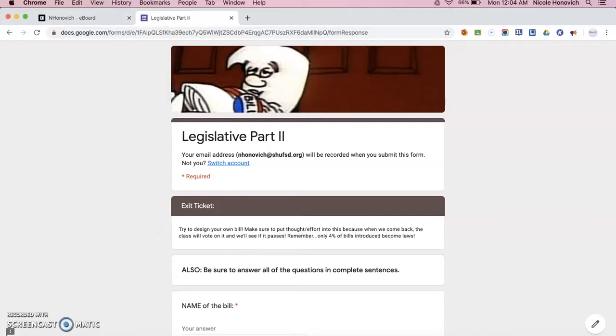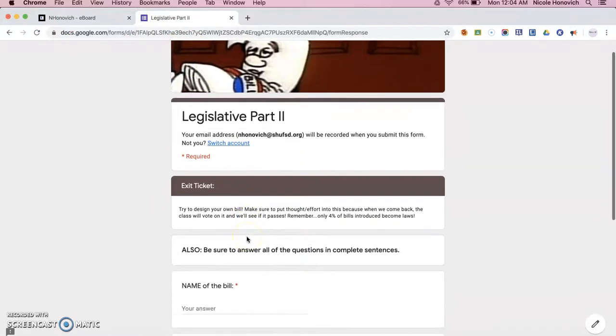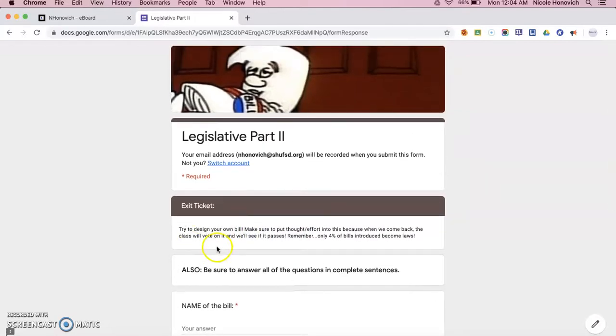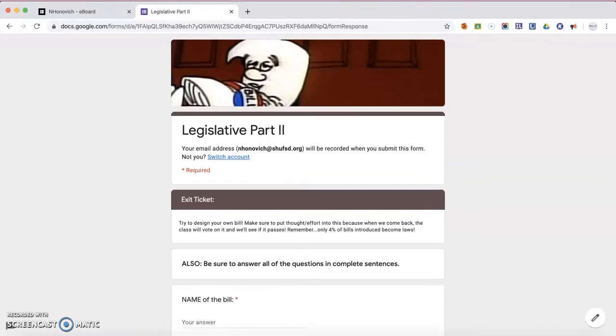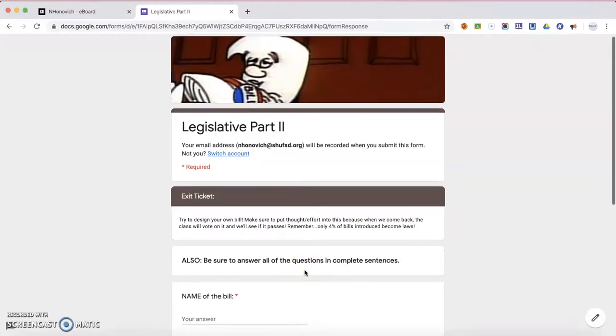Here is your exit ticket. Now, you are going to design your own bill, and it's super important to put some thought and effort into this, because when we come back to school, the class is actually going to vote on each of the bills. So they will vote on your bill, and you need to remember that only 4% of bills introduced become laws. A lot of them die out at that stage at the House of Reps. So we're going to see if yours makes it.